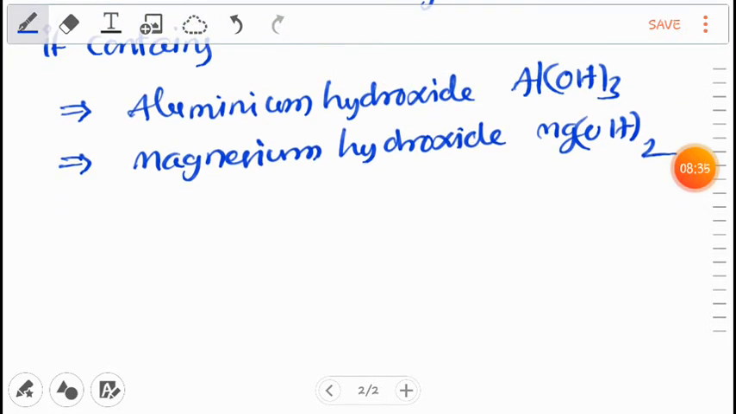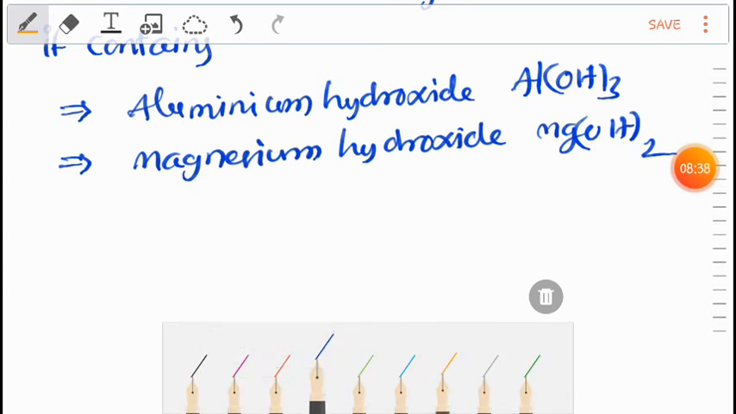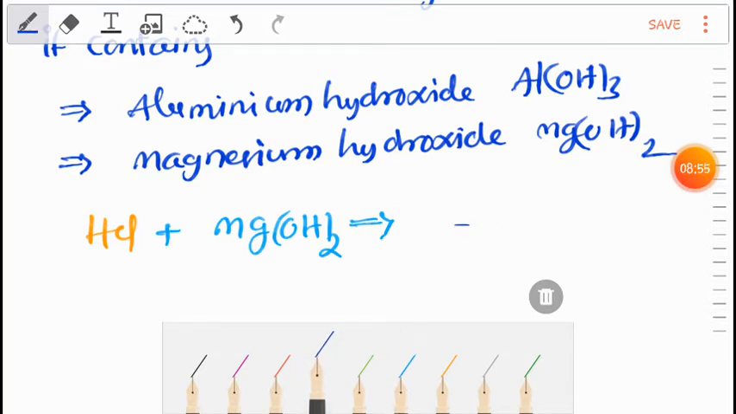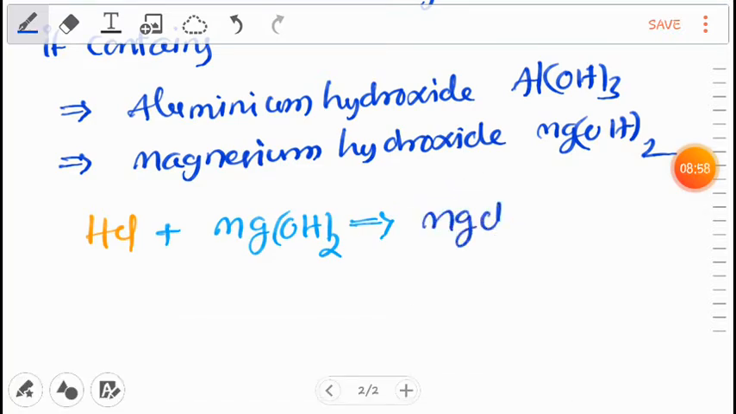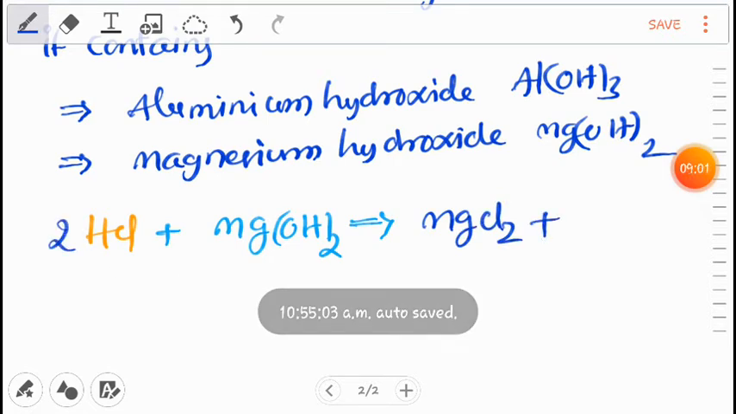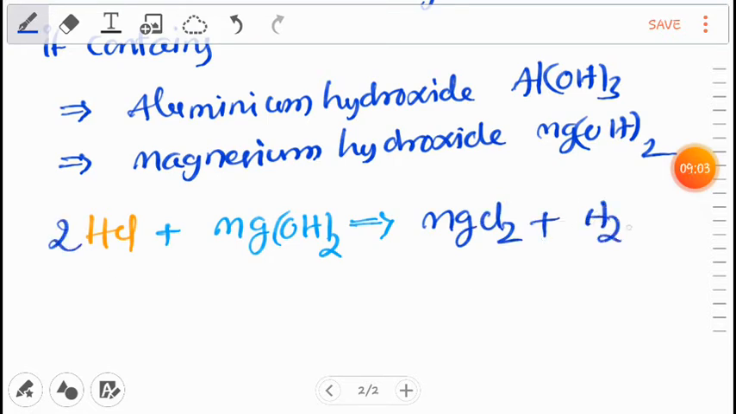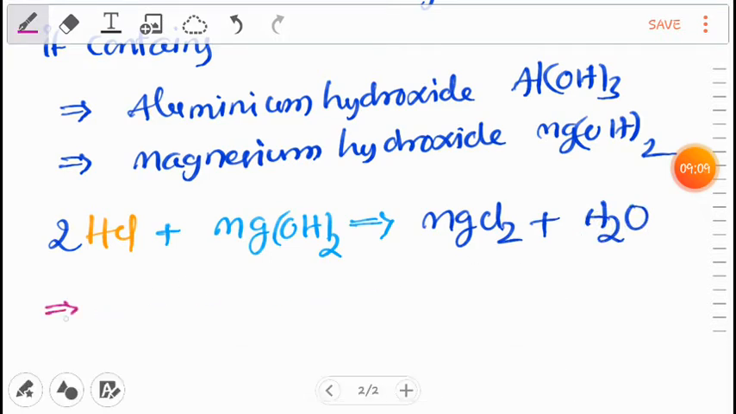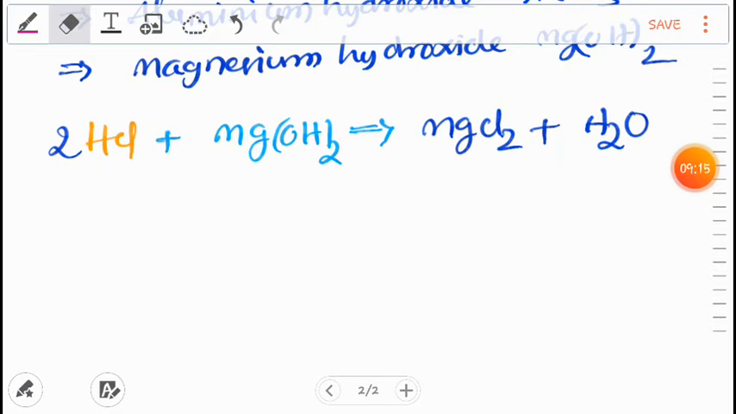What is the equation for this? We can write it like this: HCl reacts with antacid, magnesium hydroxide I am writing, and gives neutral MgCl2 plus water, H2O. You can keep 2 here: 2HCl + Mg(OH)2 gives MgCl2 + 2H2O. This is called a neutralization reaction, and that is the important question.